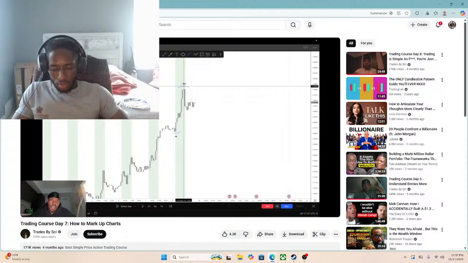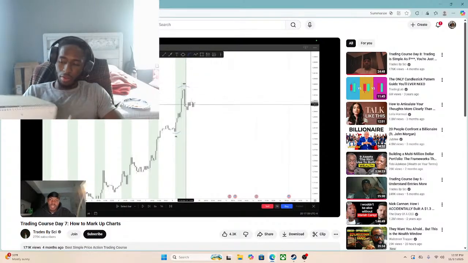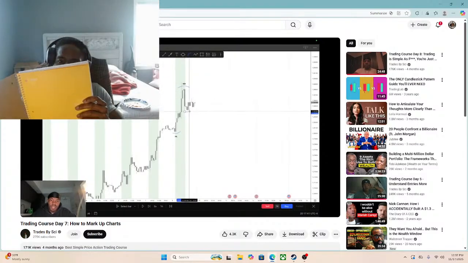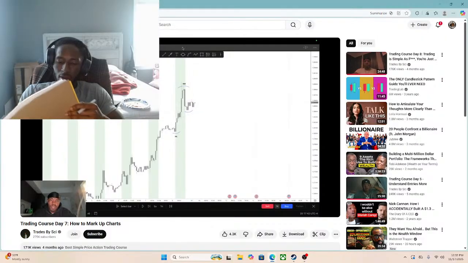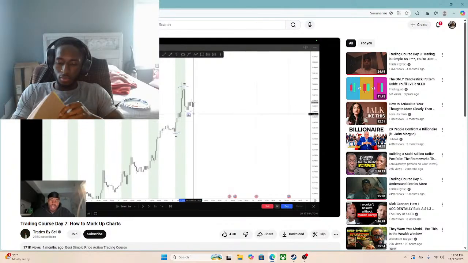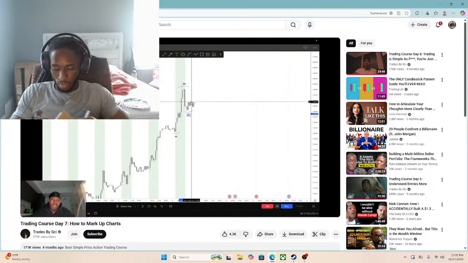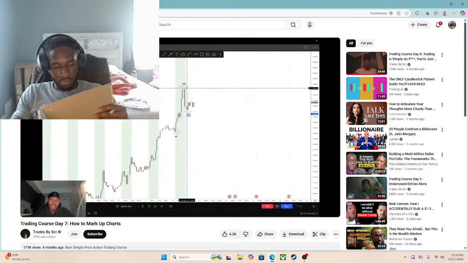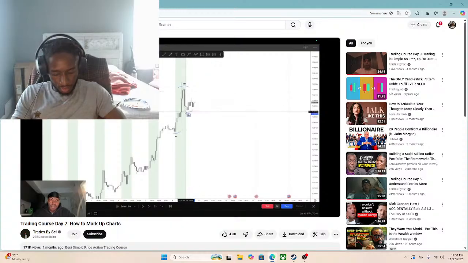So after the higher high is created, we can see that price ends up selling down and creating this level of support. This level of support is still a higher low. So this higher low is higher than the previous one. And this would tell us that price is still in this downtrend.